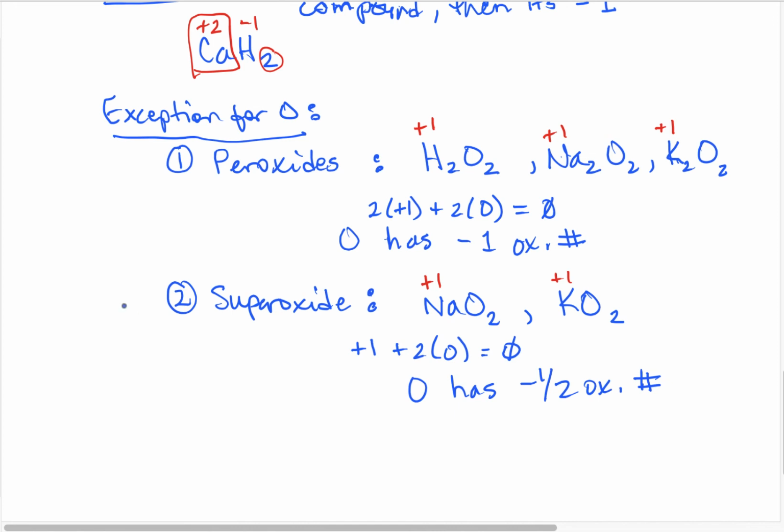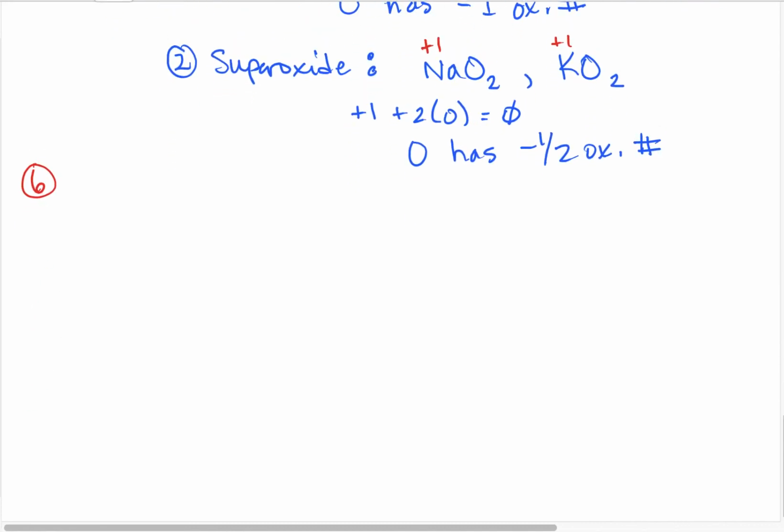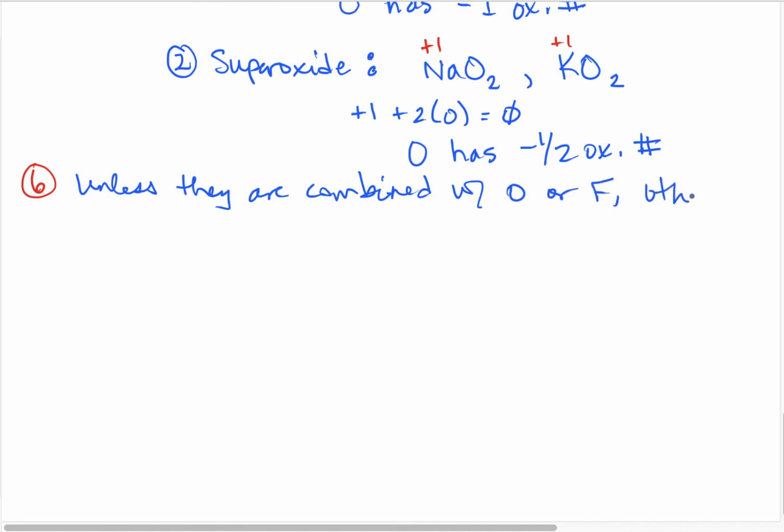All right, so our last rule is rule number 6, and it pertains to chlorine and bromine. Maybe iodine sometimes too. So unless they are combined with oxygen or fluorine, the other halogens are usually a -1 oxidation number.